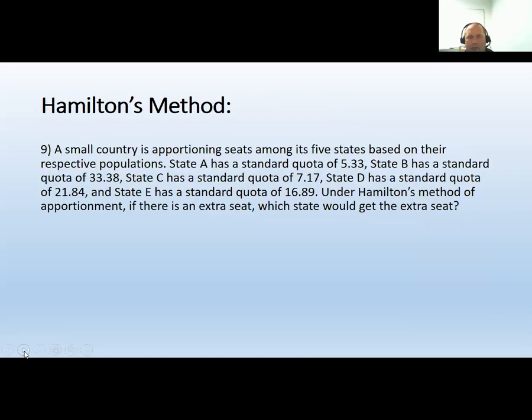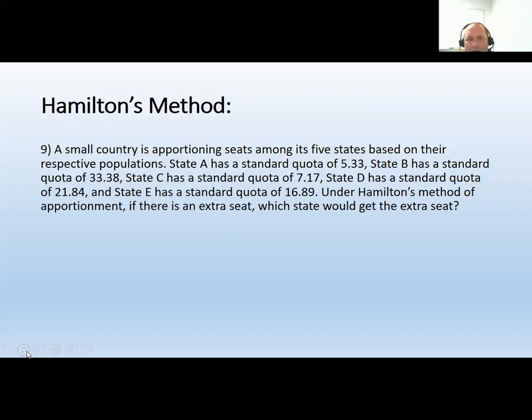All right, we've got Hamilton's method on this one. So this one we'll go ahead and do together. This says a small country is apportioning seats among its 5 states based on their respective populations. State A has a standard quota of 5.33. State B has a standard quota of 33.38. State C has a standard quota of 7.17. State D has a standard quota of 21.84, and State E has a standard quota of 16.89.